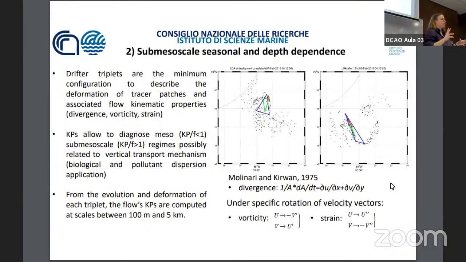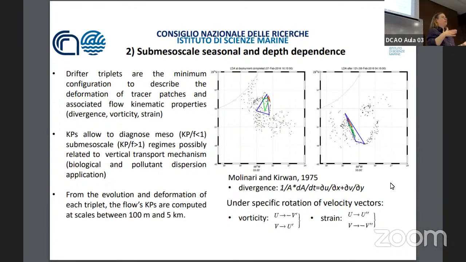Now I will switch to the part of describing the investigation of the mesoscale and submesoscale properties. So we will see variability at different levels. We start from seasonal and depth dependence, and then we will go more in detail to variability related to air-sea interaction. First of all, I will introduce the methodology.